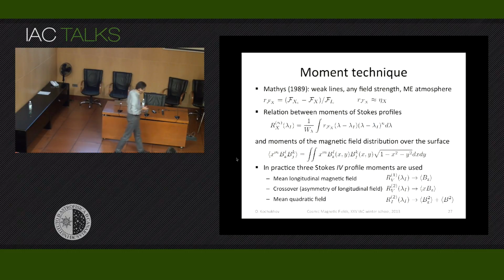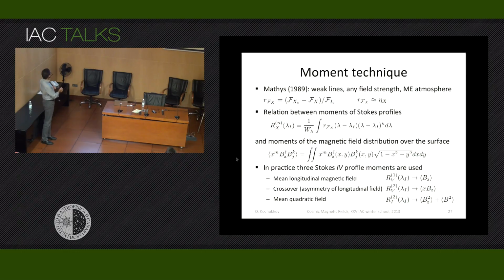There is a slightly different version of the multi-line technique that is used mostly for stars with a global magnetic field. This approach is known as the so-called moment technique, and it was formulated originally by Mathys in '89, and then there was a series of papers where he applied this mainly to intermediate mass magnetic stars. So it is possible, by assuming that lines are weak and assuming a Milne-Eddington atmosphere, and without any limitations on the field strength, to establish a relation between moments of Stokes profiles.